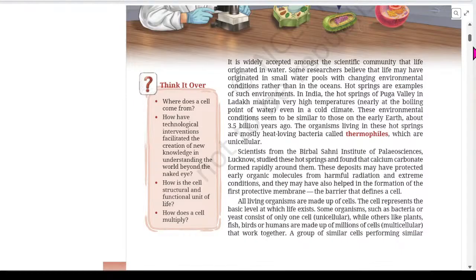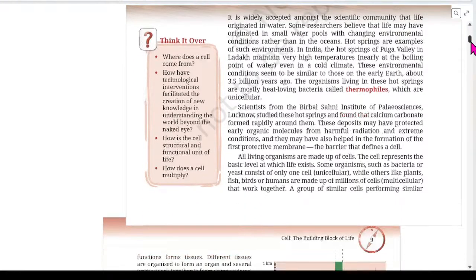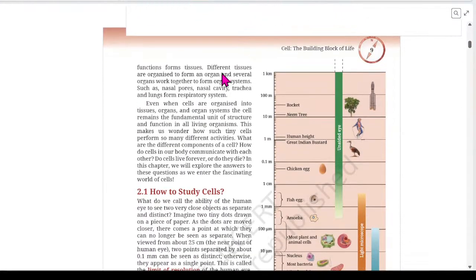A group of similar cells performing similar functions forms tissues. Different tissues are organized to form an organ, and several organs work together to form organ systems, such as nasal pores, nasal cavity, trachea, and lungs forming the respiratory system. Even when cells are organized into tissues, organs, and organ systems, the cell remains the fundamental unit of structure and function in all living organisms.